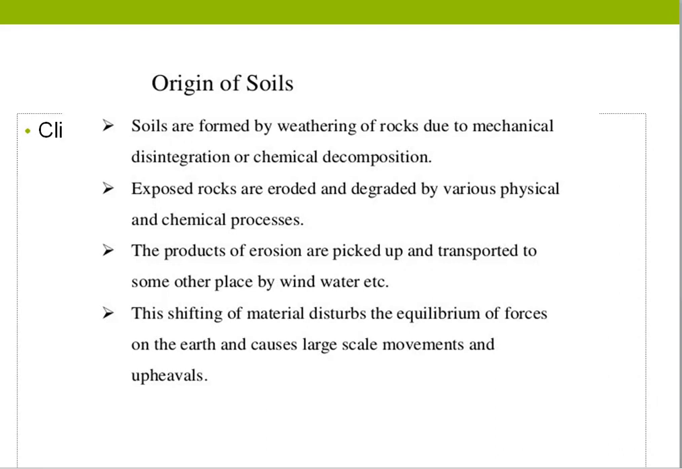Now, let us see the origin of soil. It is clear to you that soil is formed from rock due to erosion and weathering action. That is, soils are formed by weathering of rocks due to mechanical disintegration or chemical decomposition. That is, soil is formed either by physical or mechanical disintegration or by chemical decomposition of rocks. And exposed rocks are usually eroded and degraded by various physical, that means mechanical, and chemical processes.